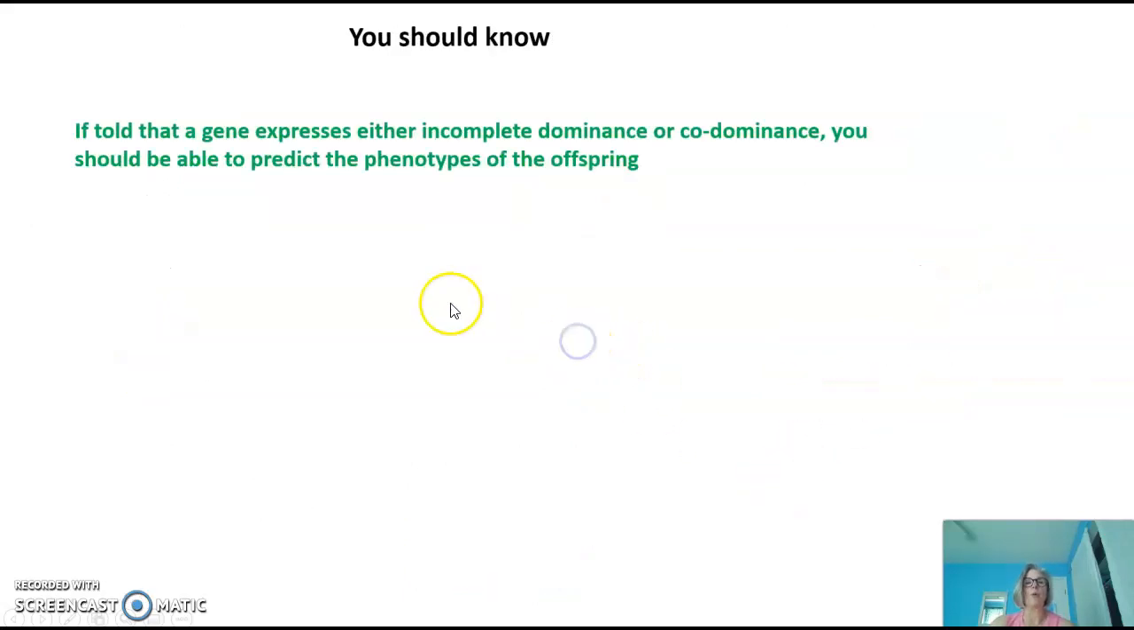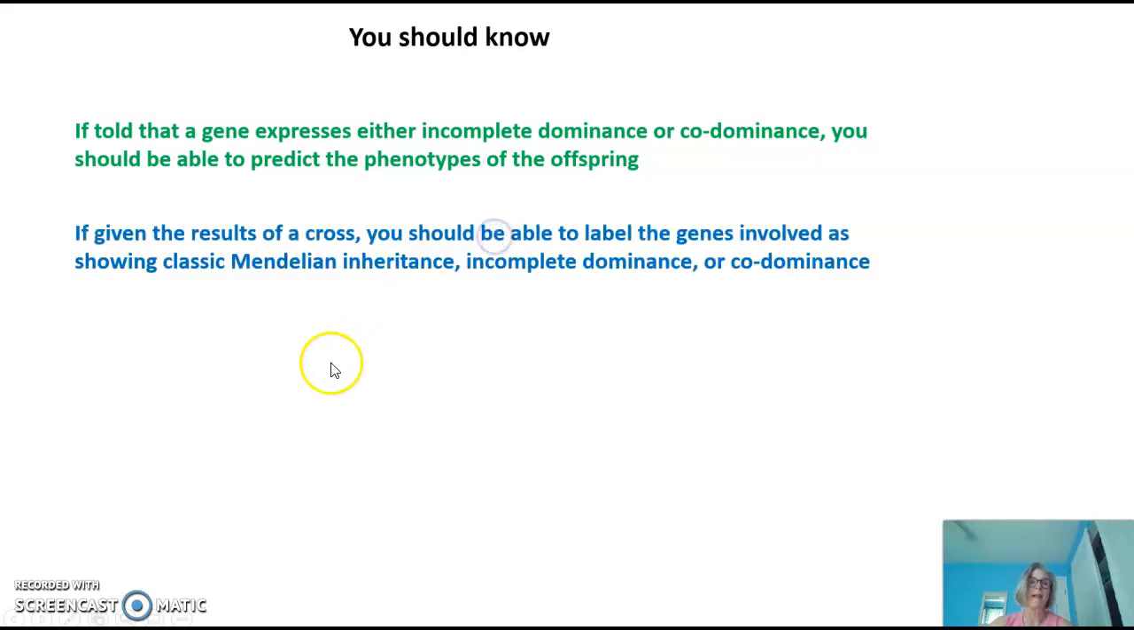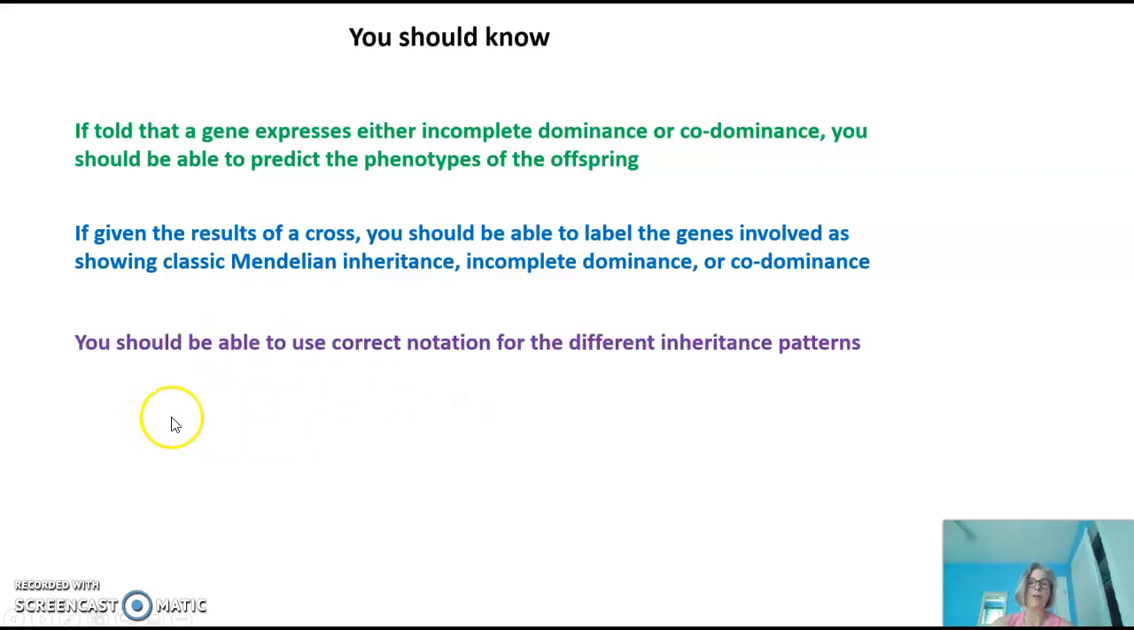So what you should know: if you're told that a gene expresses either incomplete dominance or codominance, you should be able to predict the phenotypes of the offspring. If you're given the results of a cross, you should be able to label the genes involved as either showing classic Mendelian inheritance, incomplete dominance, or codominance. And you should be able to use the correct notation for the different inheritance patterns.